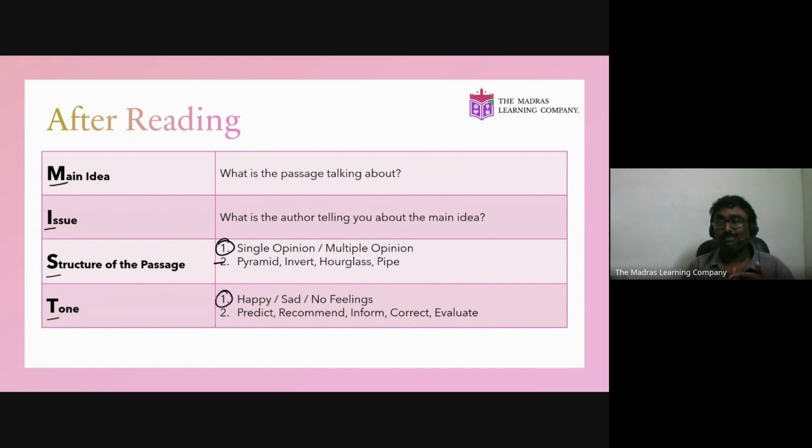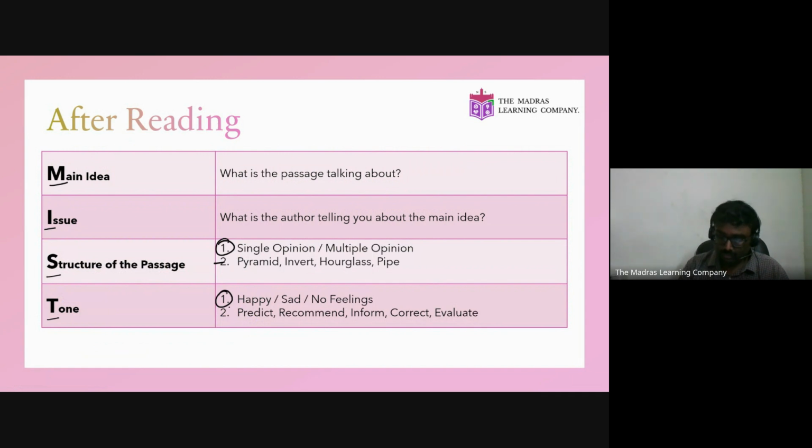Is the author happy, sad, or does he not have any feelings when he's talking about this? Positive, negative, neutral. Don't use the words positive, negative, neutral. For now, we'll stick with happy, sad, no feelings. Is the author happy? Is the author sad? Are there no feelings? Okay.